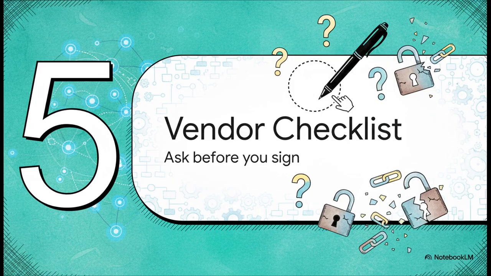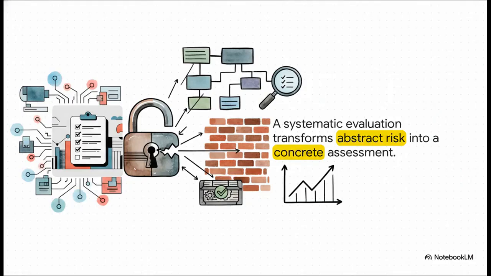Okay, this brings us to the final and I think the most actionable part of our whole explainer, your vendor interrogation checklist. These are the key questions you absolutely have to ask before you sign on that dotted line. And remember, the goal here is to be systematic. Using a checklist like this takes the sort of abstract risk of lock-in and turns it into a concrete, documented assessment that you can actually use to make a smart decision.